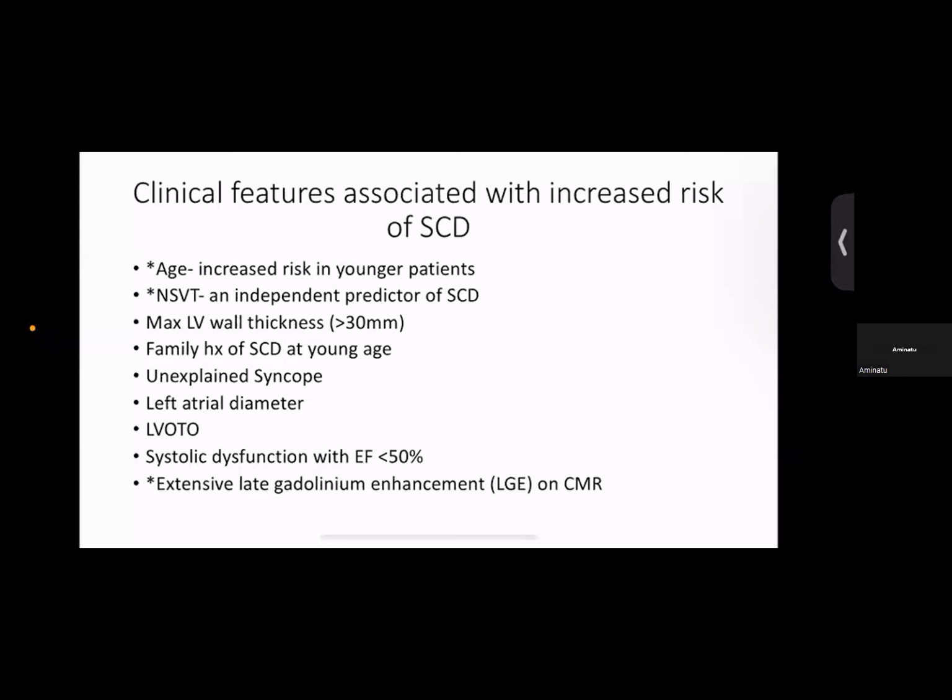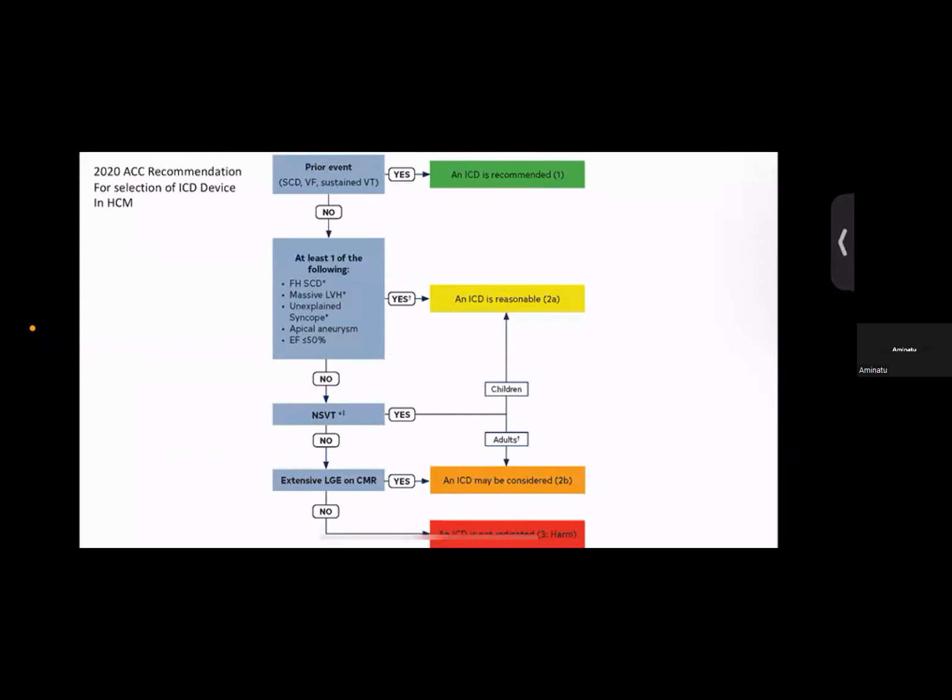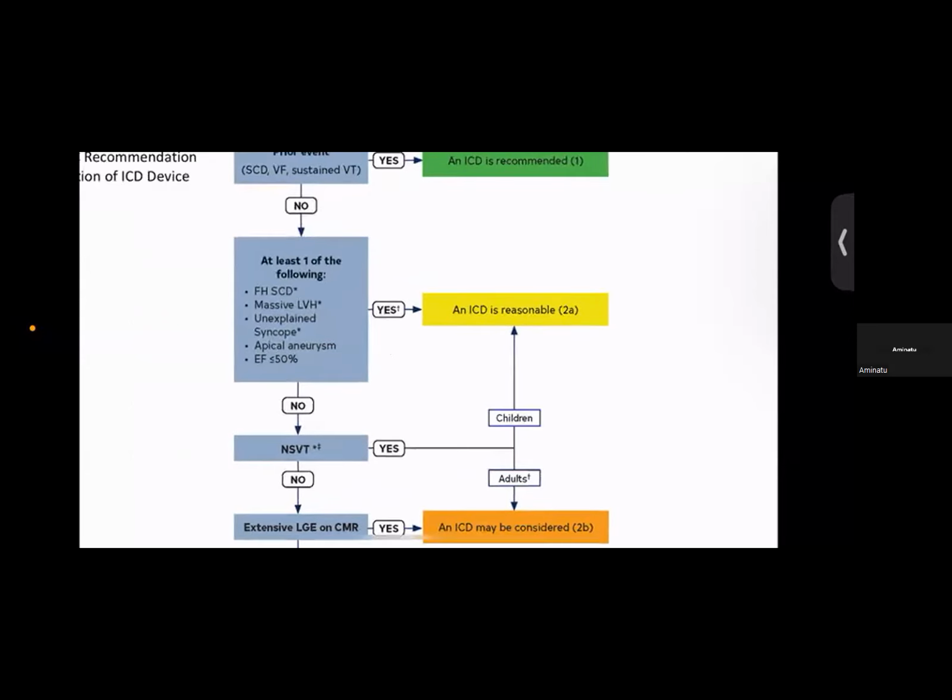Age, non-sustained ventricular tachycardia, and extensive LGE on CMR are considered as risk modifiers as well. So this is the 2020 ACC recommendation for selection of ICD device for HCM patients. I find this more straightforward than the ESC guideline, which I will show later on.